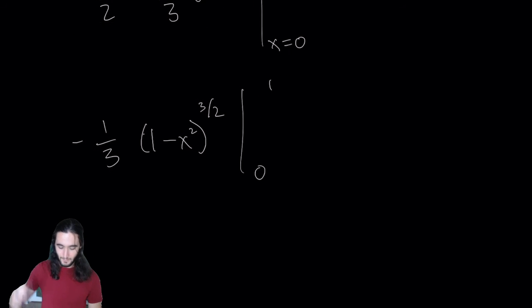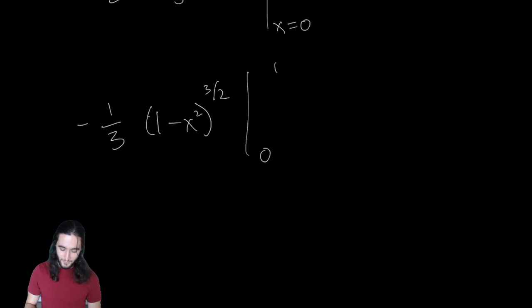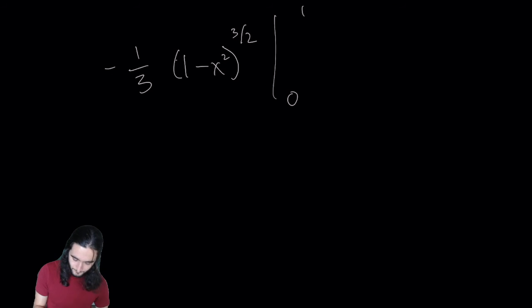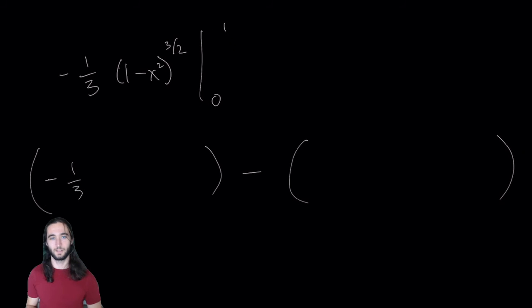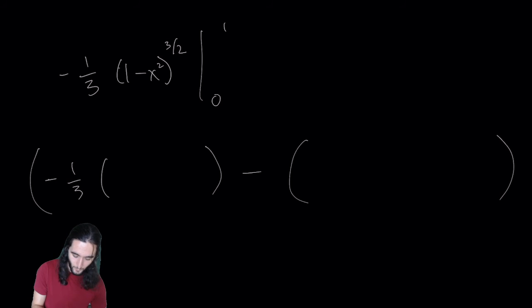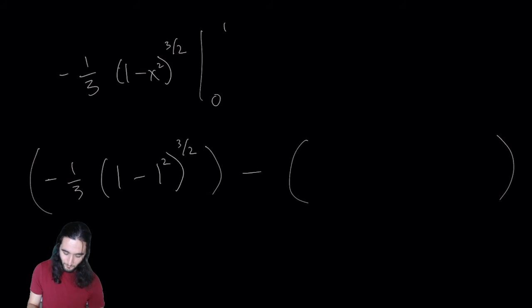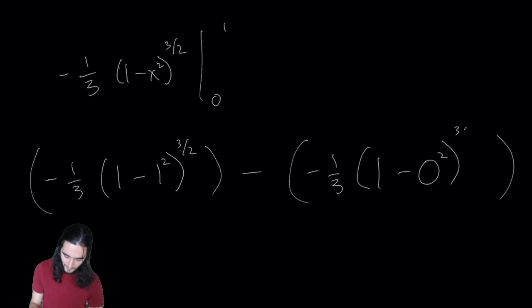Okay? So now we're good to go here. So we can plug in 1. So negative 1/3. So plug in 1 and plug in 0, right? So I'm going to be very slow and careful on this because it's easy to make a mistake here, especially with that negative 1/3. Right, so it's negative 1/3 times what you get when you plug in 1. Now let's do this very carefully. When we plug in 1, we get 1 minus 1 squared to the 3/2. And when we plug in 0, we have 1 minus 0 squared to the 3/2.